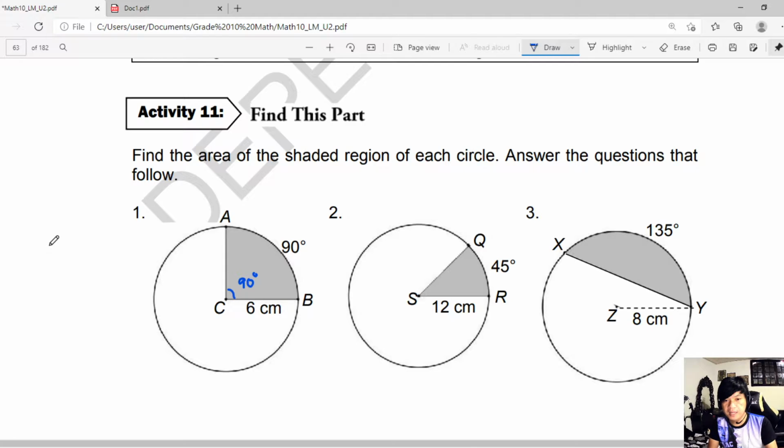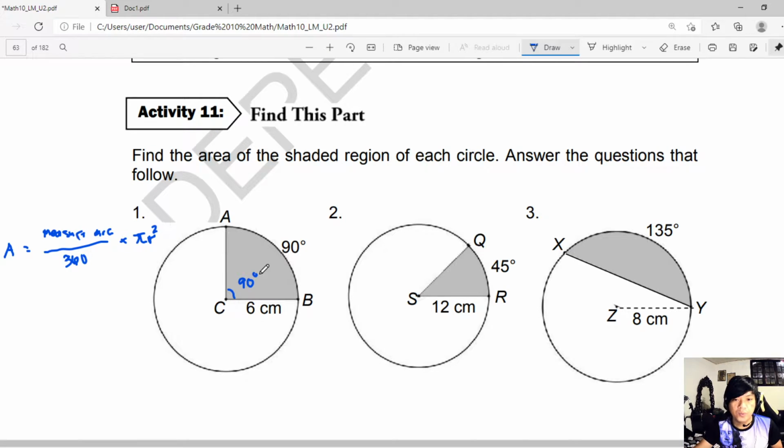So the formula used is the area of the sector of the circle is equal to the measure of the arc over 360 times the area of the circle, which is pi r squared. So ito yung gagamitin natin na formula.